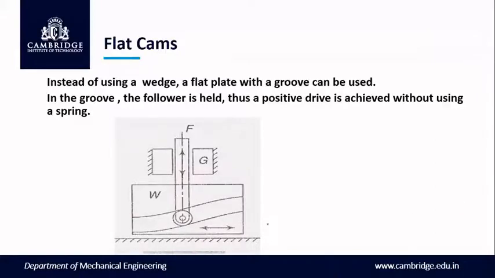The flat cam is almost similar to the wedge cam. Here we have a groove which is cut on a flat plate. Inside this groove, we place the roller of the follower. So when this flat plate moves in this direction, that causes the follower to move up and down due to the groove present inside the plate. And here the springs are not necessary. Hence, this also gives us a positive drive. The direct contact between the follower roller and the groove cut on the flat plate gives a positive drive.